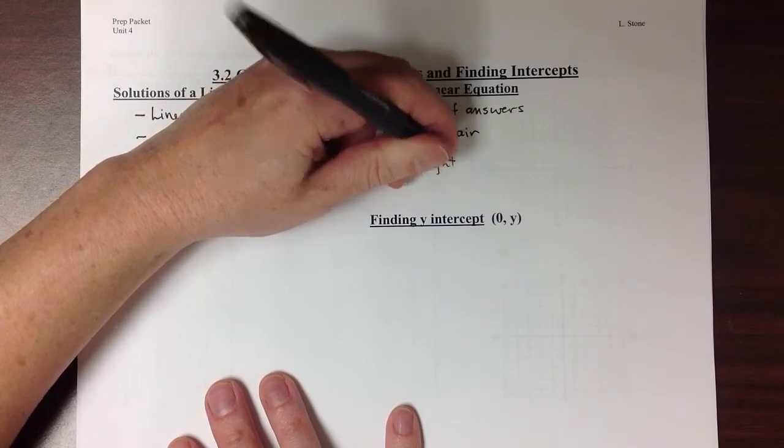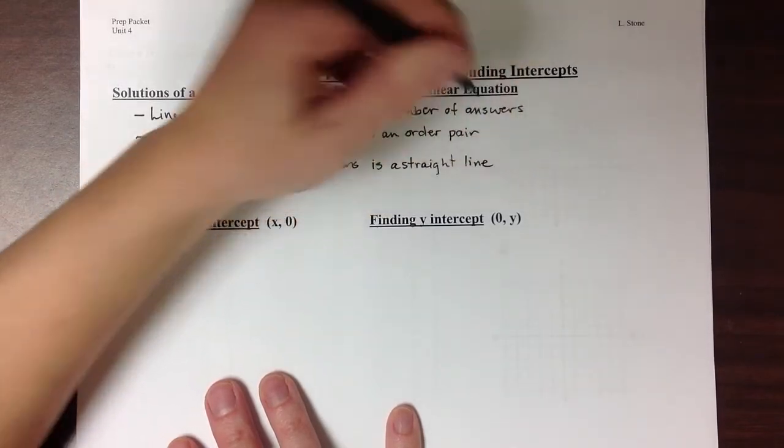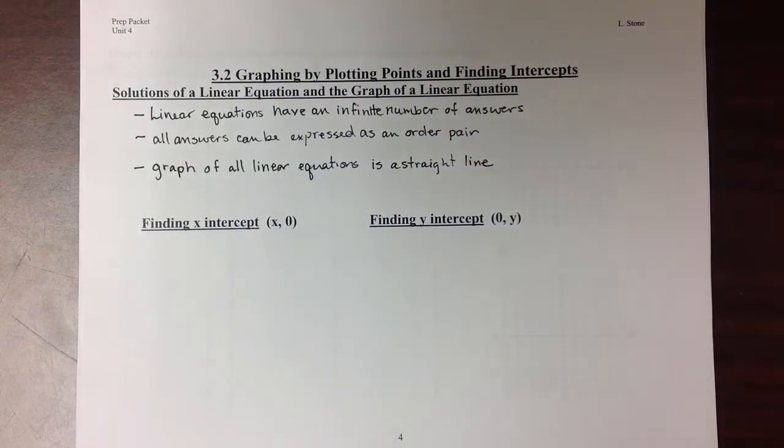That's what makes them linear equations, as opposed to the other types of equations that you'll be learning in your next class or the one after it. So, how do we determine those x and y values? Well, one good place to start is by finding what are called the intercepts.